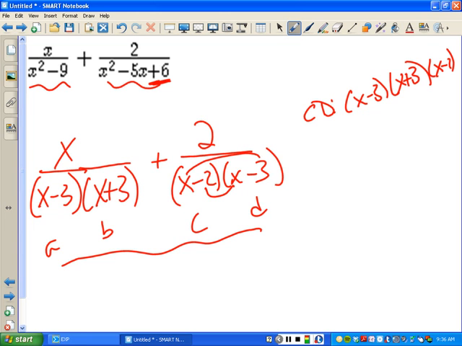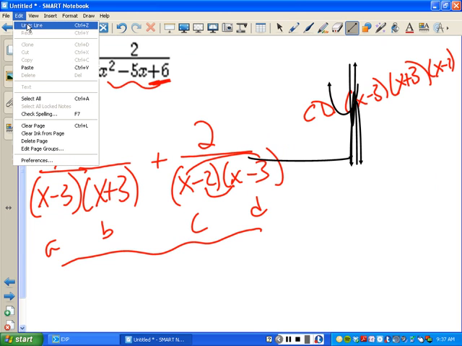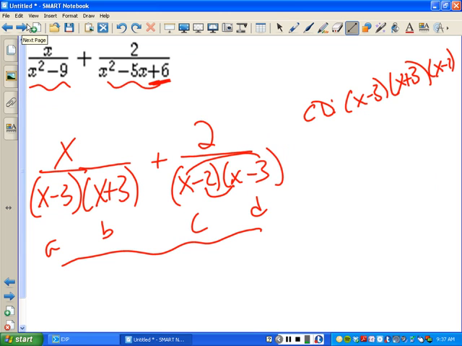x minus 3. Well, now that one actually does repeat, right? Because this one is... It's right there. It's there. I'm pointing at it. You just have to know that. Okay? So you don't write it again.